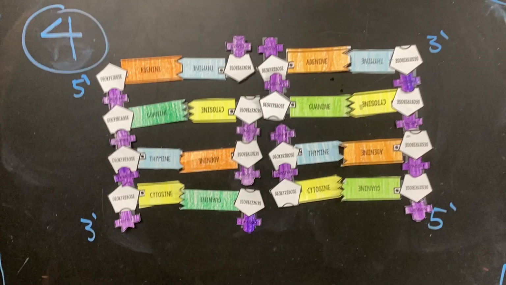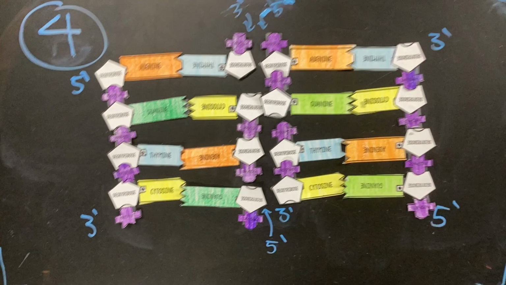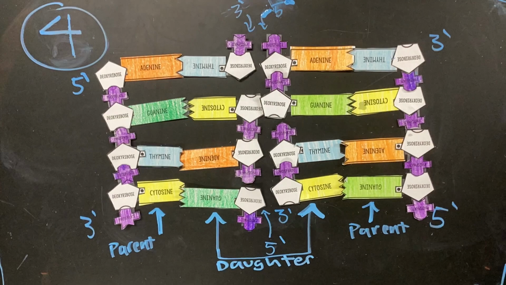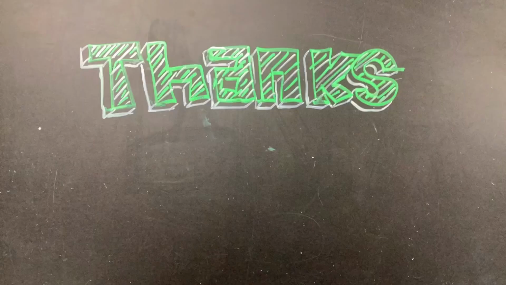Our DNA has now been replicated. Each new DNA consists of one parent strand and one daughter strand. It is important to note that the parent and daughter strands both have 5' and 3' classifications.